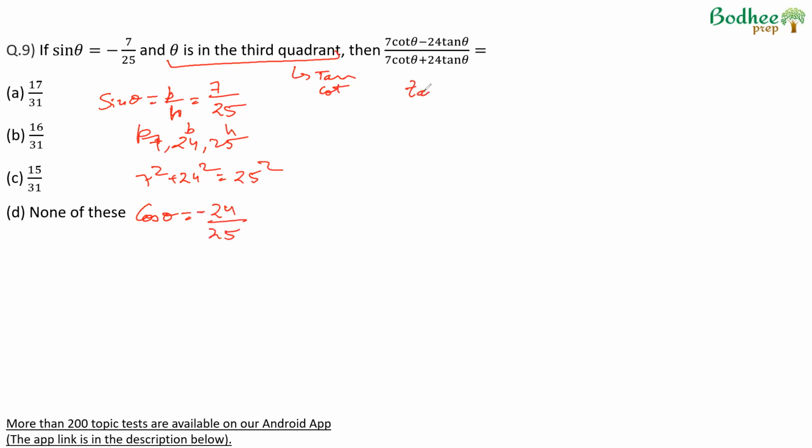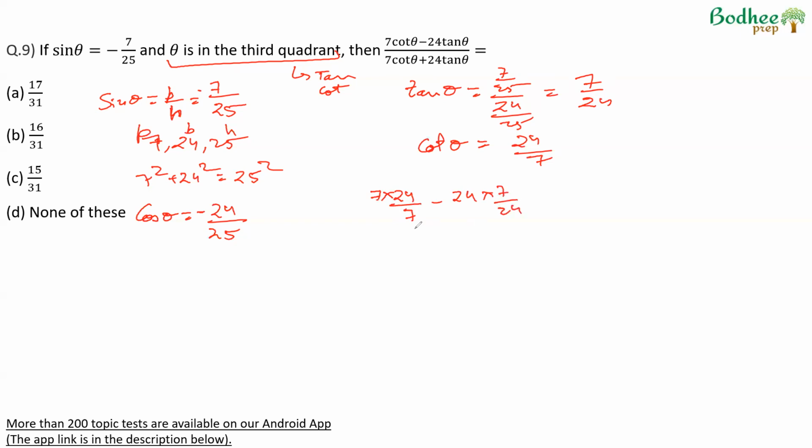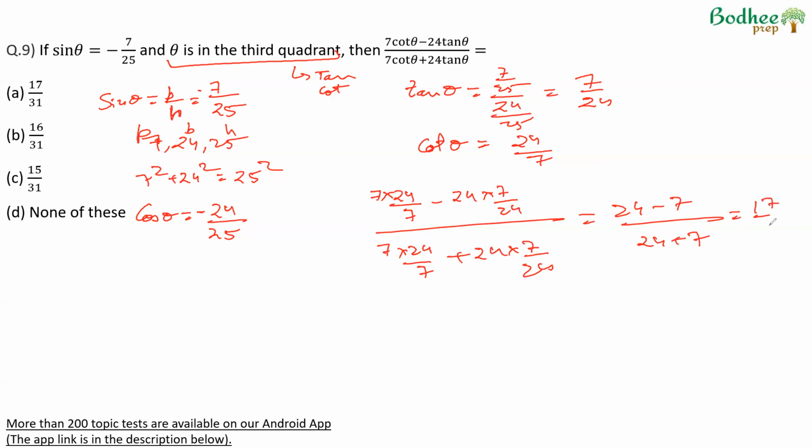And therefore from here we get tan theta is sin theta upon cos theta. This was negative 7 upon 25. I am removing the negative signs for both, upon 24, 25. Therefore, 7 by 24. And therefore, cot theta will be inverse of this, which will be 24 by 7. Substituting the values, 7 into 24 by 7 minus 24 into 7 by 24 upon 7 into 24 by 7 plus 24 into 7 by 24. This gives us 24 minus 7 upon 24 plus 7 or 17 by 31. Option A becomes my answer.